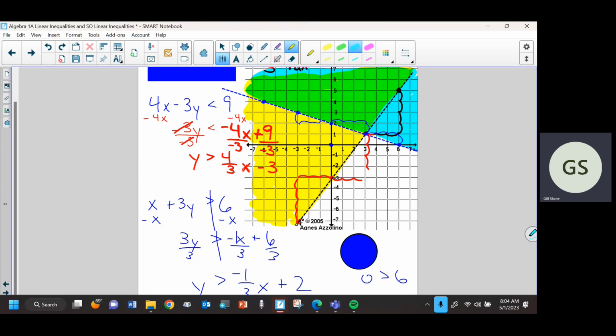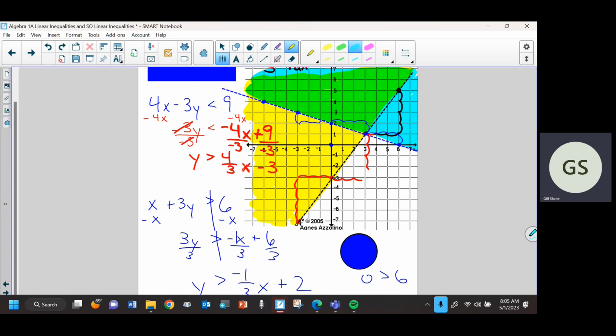So we'll take 7, 0. Should work for this one. 7 plus 0 is greater than 6. Yep, 7 is greater than 6. Should not work for this one. 7 times that is 28. Subtract 0. Yeah, 28 is definitely not less than. So again, that's what the four sections mean.